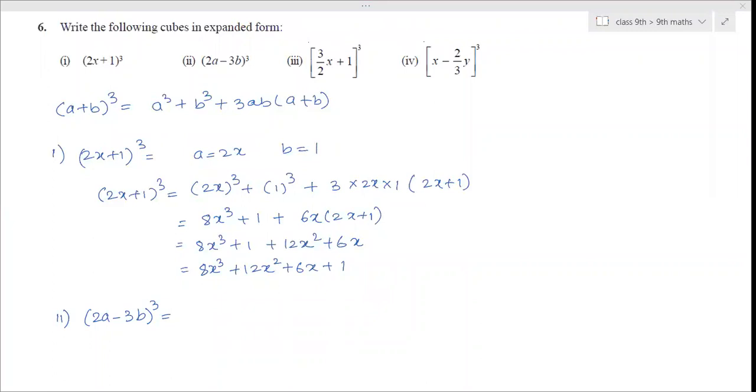Ma'am, I have one doubt. Second one, 2a minus 3b the whole cube. It is in the form of a minus b the whole cube. So while writing, should I write 2a the whole cube minus bracket minus 3b the whole? No, no. When you are taking minus outside, that means again you are not using it. If you want to take b value as a negative, at that time you have to use the a plus b whole cube formula. Oh yeah, okay.